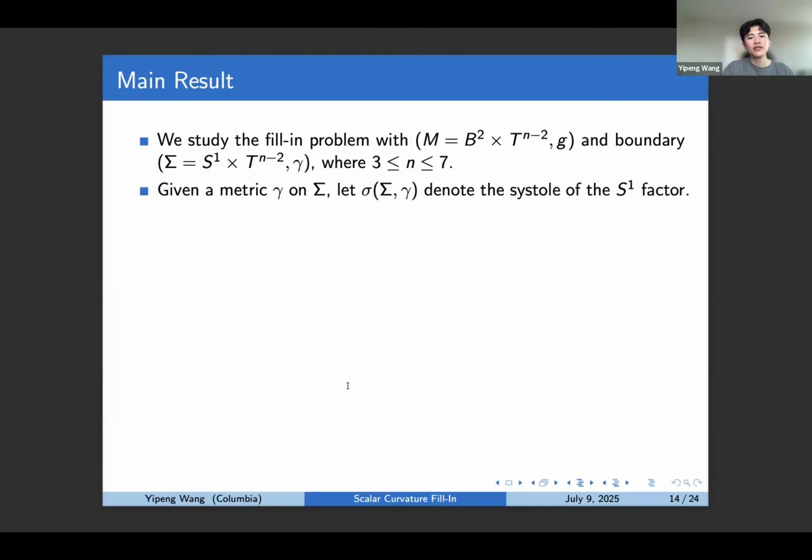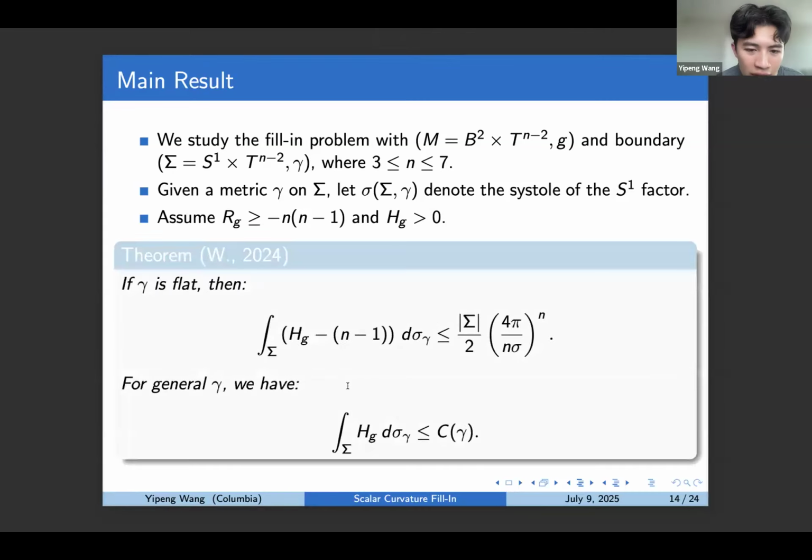And then let me define this quantity. So if I give you a metric gamma on the boundary, let me define sigma to be the systole of this corresponding distinguished S1 factor of gamma. Whilst the systole is just the length of the shortest curve that spans this S1 factor in sigma. And then let me assume that inside M, the scalar curvature is at least -n(n-1), and the boundary is mean convex, so H is positive.